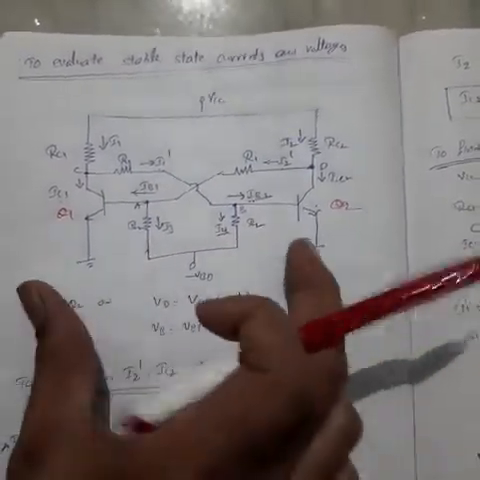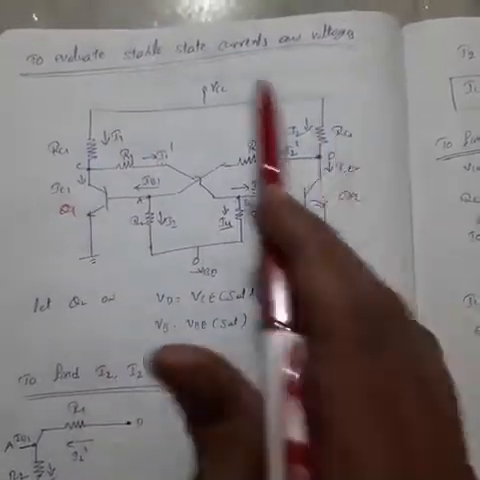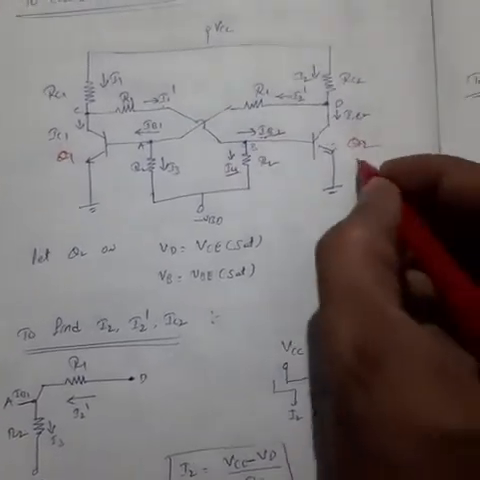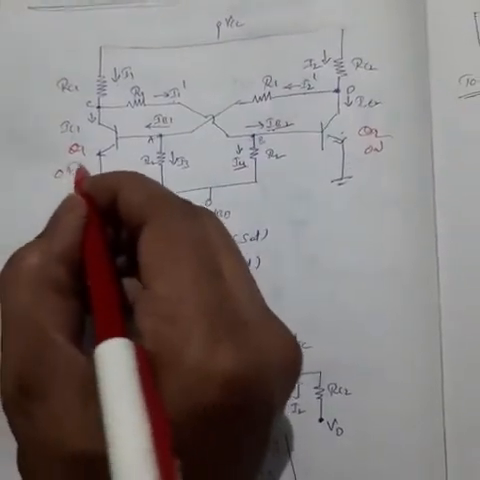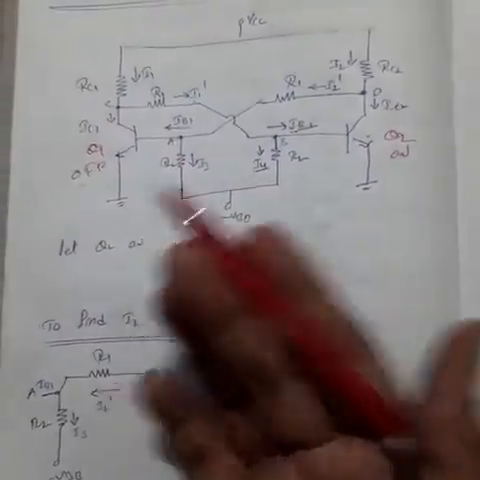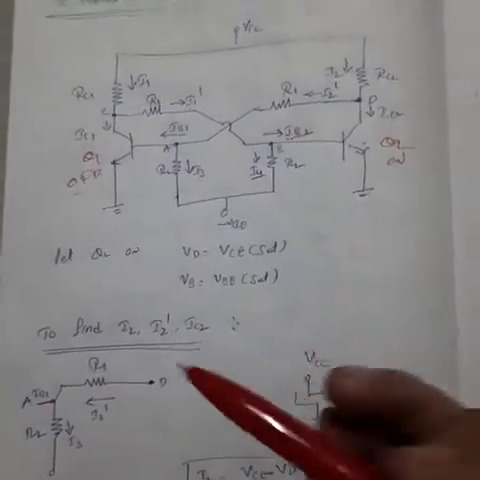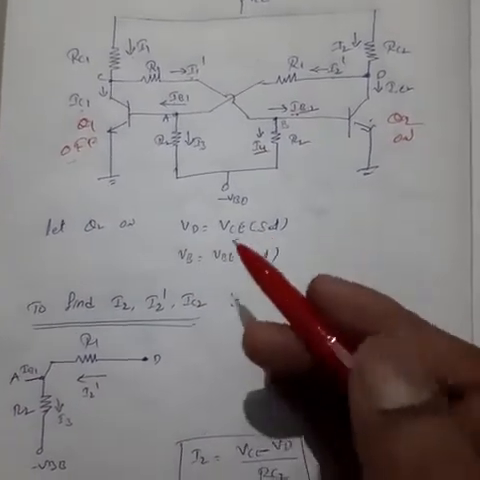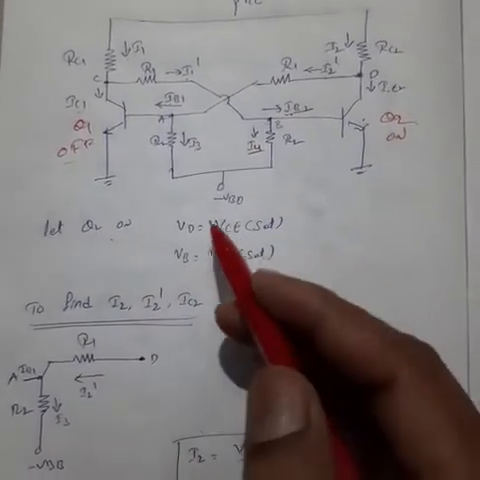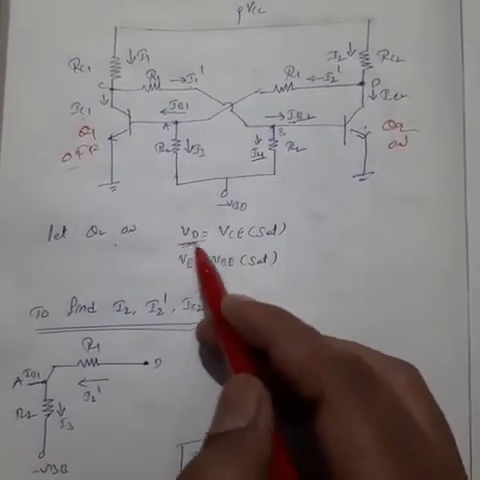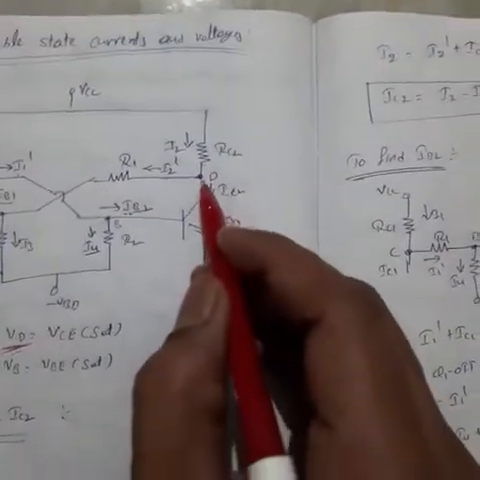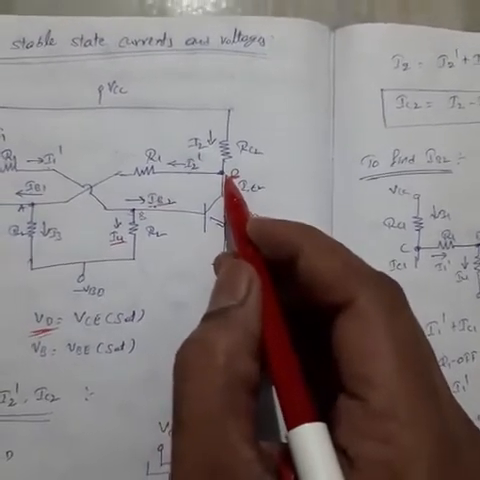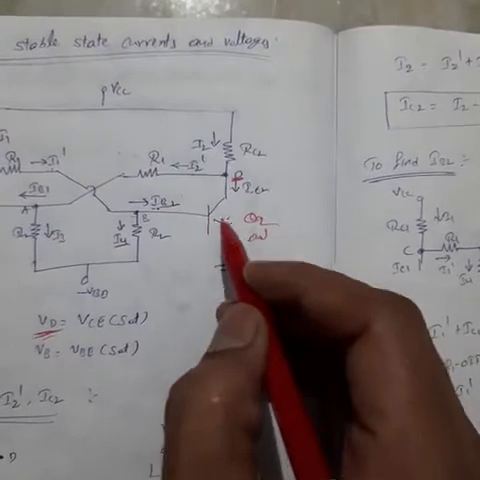So let us first draw this circuit and mention all the current and voltage values in the circuit. First, let us assume that Q2 is on and Q1 is off. You can also select Q1 on, Q2 off, but in this case I assume Q2 is on and Q1 is off. Q2 is on means the output of Q2, the collector voltage at this point VD, is in saturation.